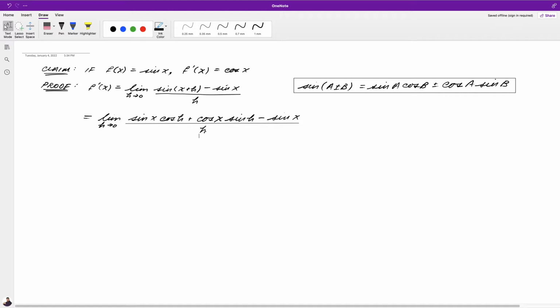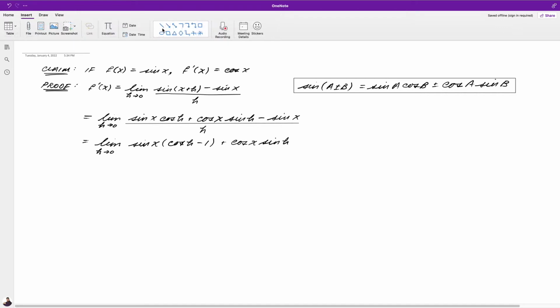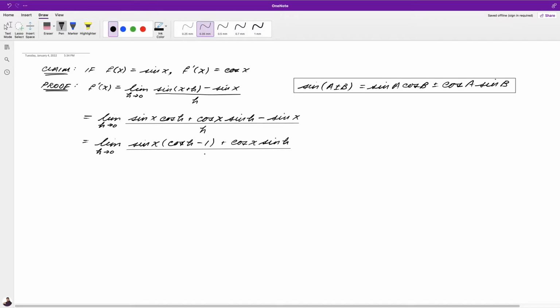Very good. Well, the first and third terms of the numerator have a sine of x in common. So I'm going to go ahead and factor that out. It's going to give us the limit as h trends to 0 of sine of x times the quantity cosine of h minus 1, plus cosine x sine of h, all of that now divided by, of course, h.